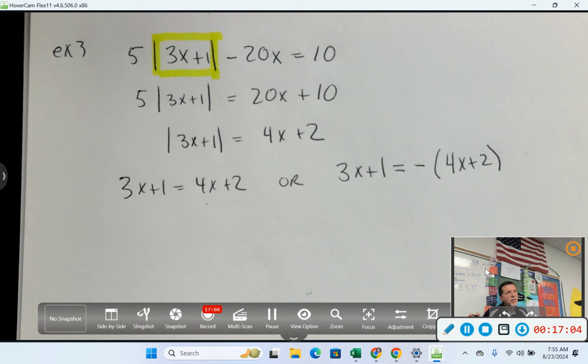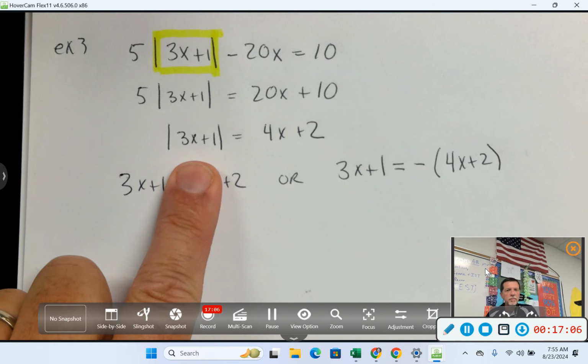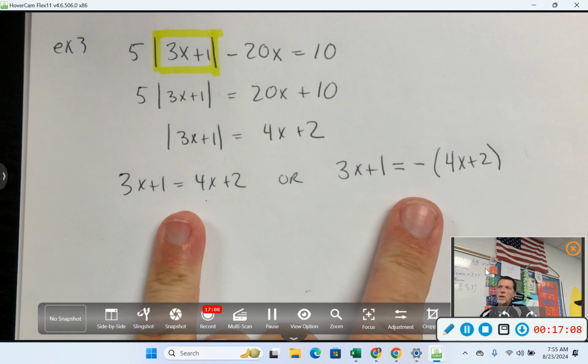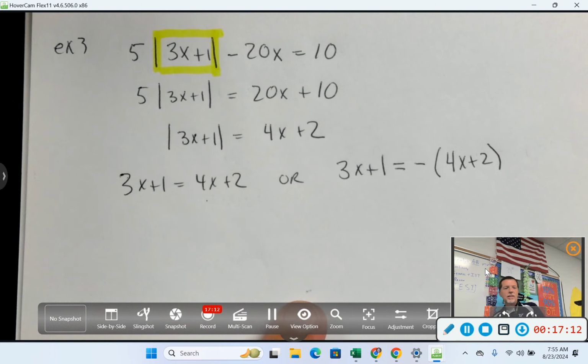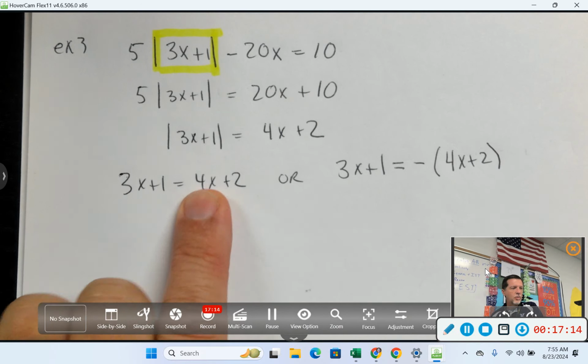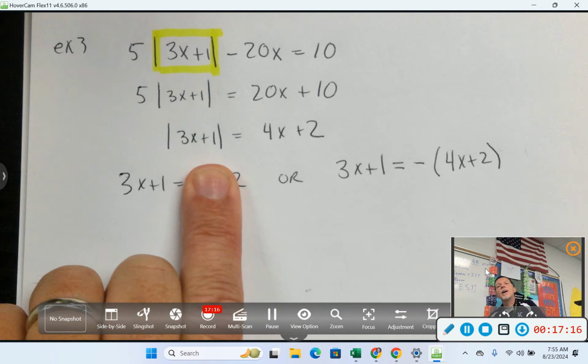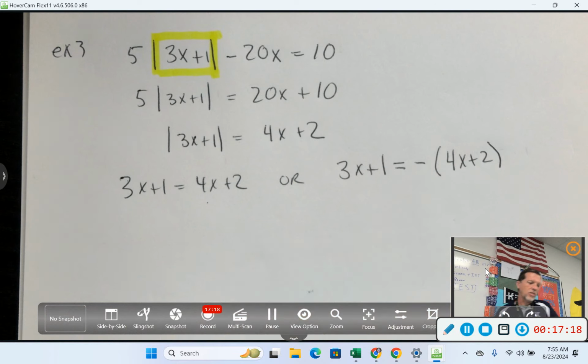The split up step takes it from one impossible problem to two hopefully easy problems. That's sort of the key step for today. Equals the positive one, that's the easy one, just drop the absolute value bars, and then set it equal to the negative answer for the other one.